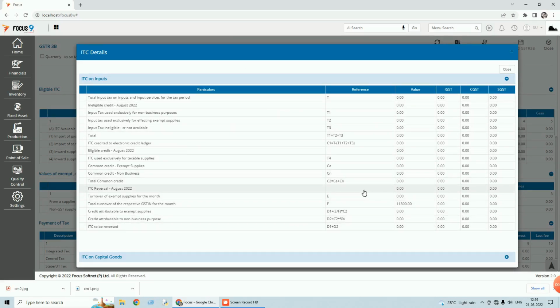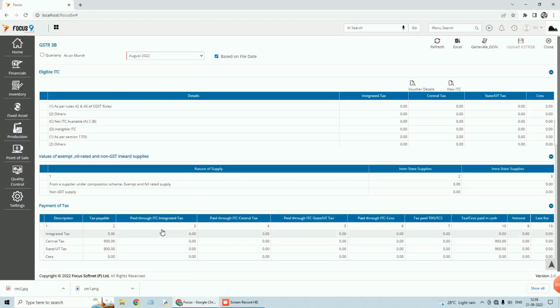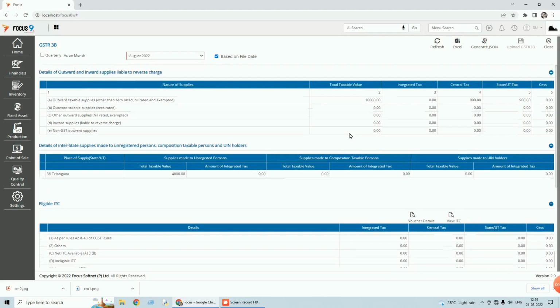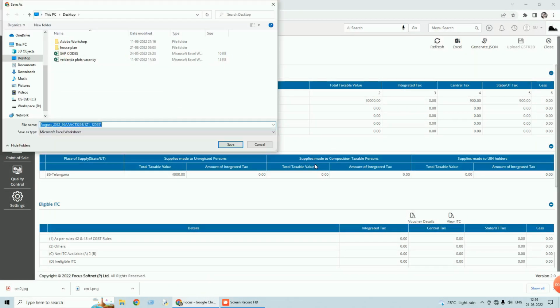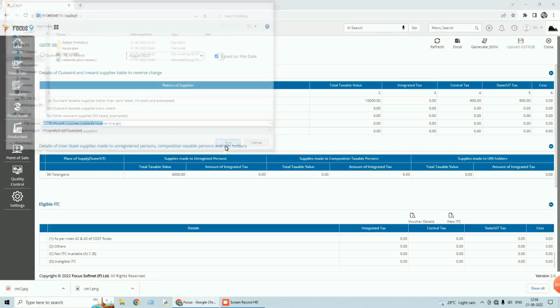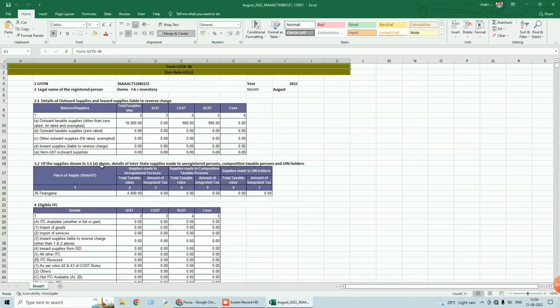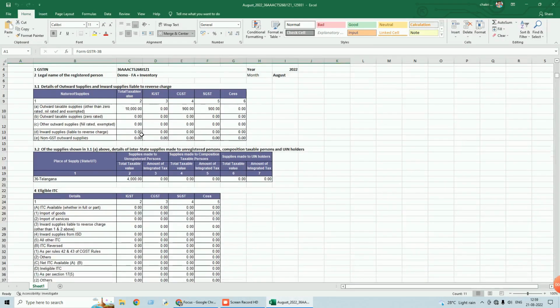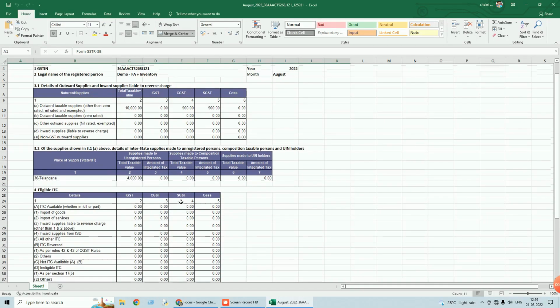Just for your information, you can see all the totals here. Then if you have made any payment of tax, here it will be applicable. This is how you get the GST report. You can take this report to Excel. GSTR 3B. Now you see this is how it appears. This is the GSTR 3B report. You can just extract and check if any payments you have made. You can give that payment here and it will show you the balances.